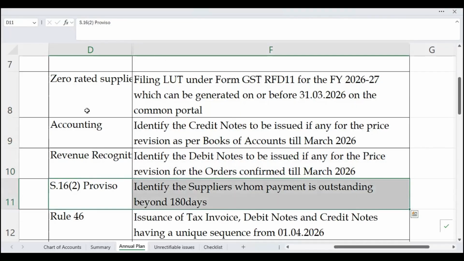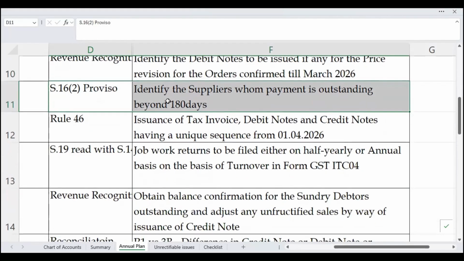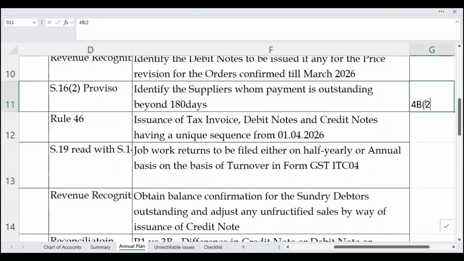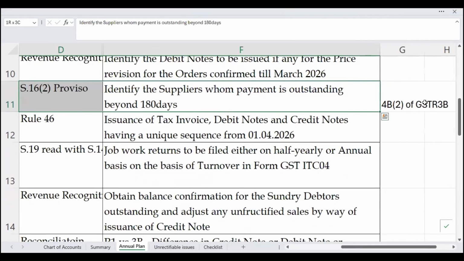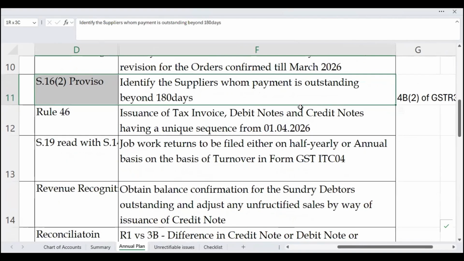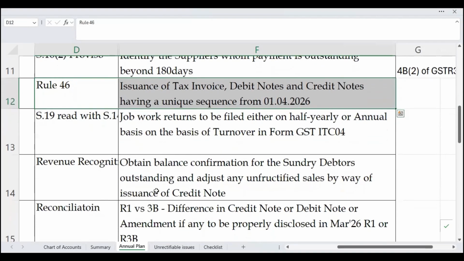Then Section 16(2) proviso, payment to suppliers. March is very crucial. April to November, we have crossed this 180 days period. So as on February, are there any vendor payments where ITC was availed but not paid? Please reverse that input tax credit in the month of March. Where do I reverse? You can use 4(B)(2) of GSTR-3B. In case I have not paid my supplier within 180 days, reverse that input tax credit in this particular table.